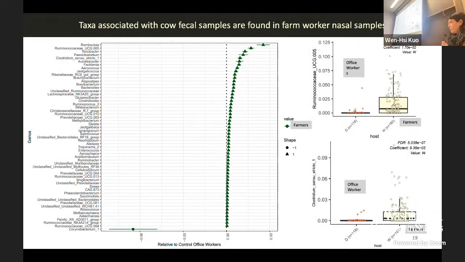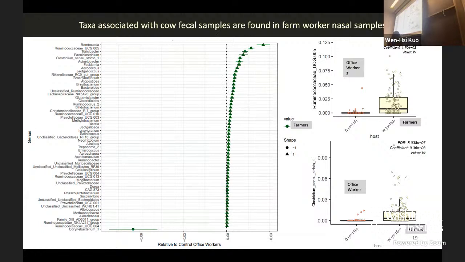Okay, so what does this mean? I know there's a lot on this slide, but I was able to do a general linear mixed model to look at specifically what those significant differences are. And what this plot is showing is, relative to control office workers, where do those farmers' taxa fall? And so there's a lot to read there, but I just wanted to show you that there are a number of taxa, which if it's a positive value, means that it's significantly more abundant in the farm workers.